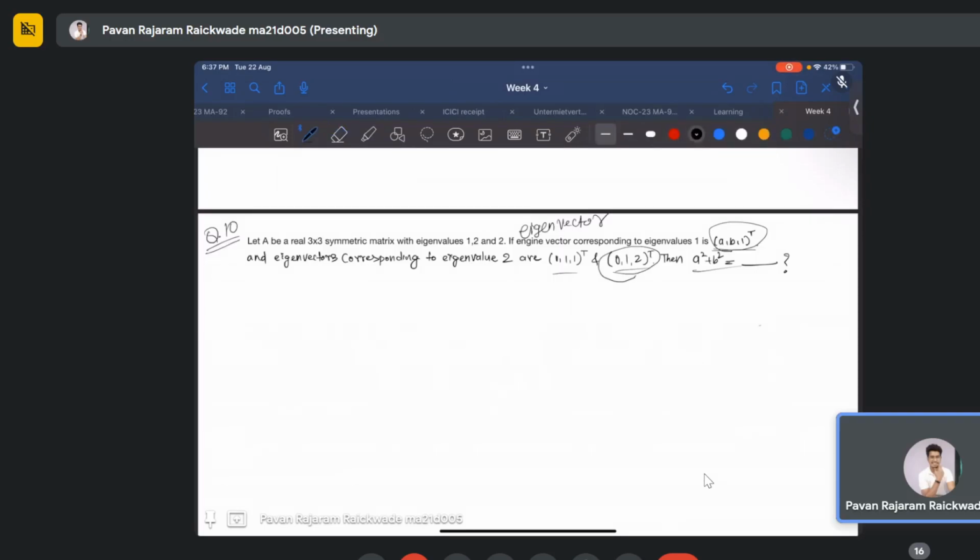Other ways, you have to find some properties of real symmetric matrix regarding their eigenvectors and do this problem. Does anyone remember any good properties of real symmetric matrix? Properties of their eigenvectors?